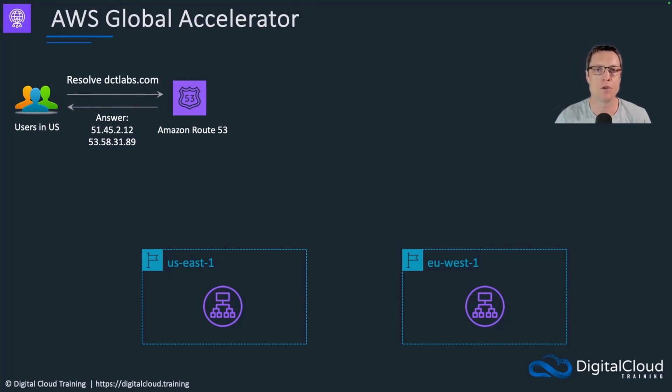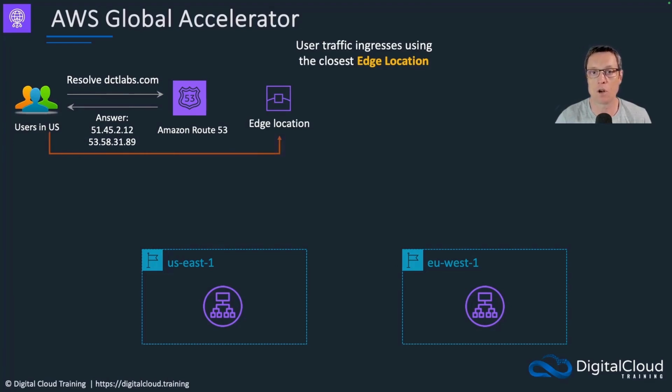So now the computers know that they can connect on these IP addresses. What happens next is the user traffic is going to ingress using the closest edge location. So Global Accelerator is utilizing the Amazon CloudFront network of edge locations, and there's hundreds of those around the world. So these users are somewhere in the US, so they're going to get directed to an edge location somewhere close to where they are physically located. That means the shortest distance possible to get into the AWS Global Network. And once they're in the AWS Global Network, of course, the latency is more consistent, the bandwidth is good. So that's why we want to leverage the AWS Global Network here.